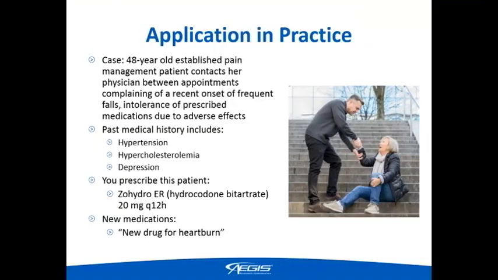Her past medical history includes hypertension, hypercholesterolemia, and depression, in addition to the pain management conditions for which she's being treated. This patient is being prescribed Zohydro ER, 20 milligrams twice a day. When assessing the patient's recent medical changes, the patient states that they are taking a new medication for heartburn. That is all the information that is provided in this case.